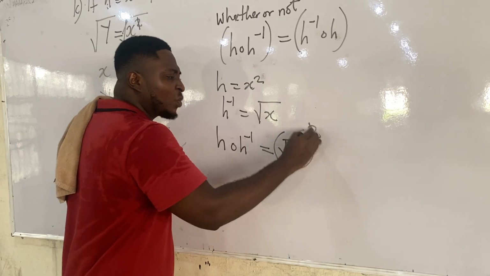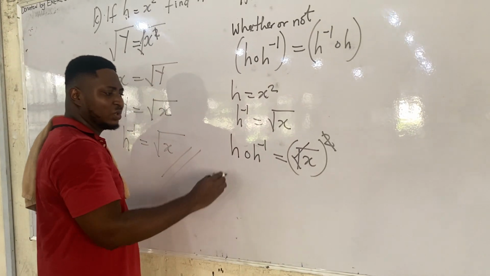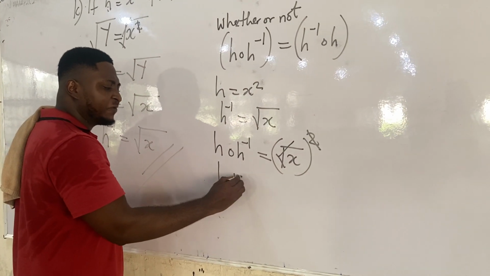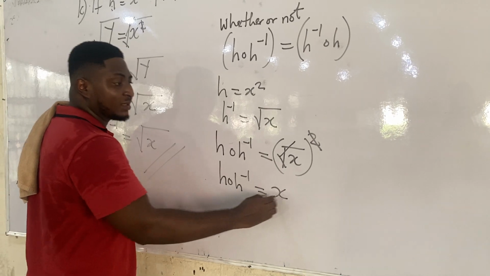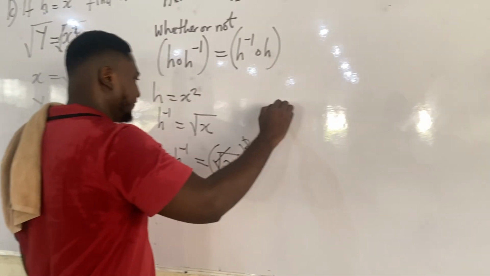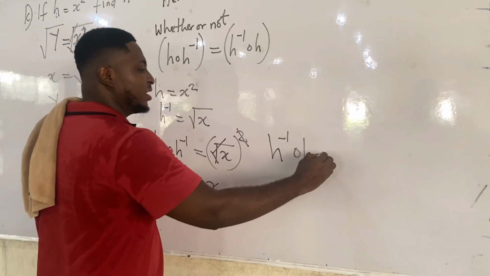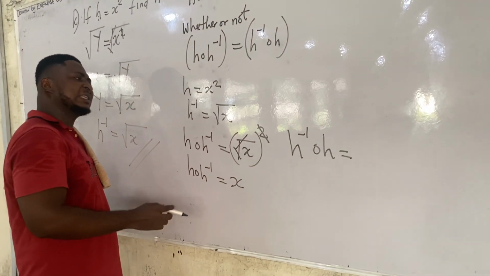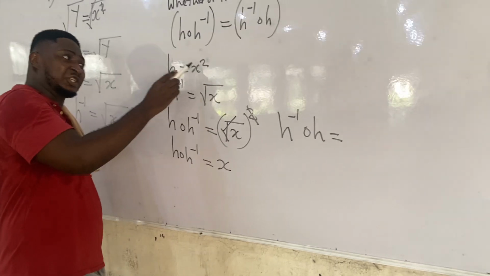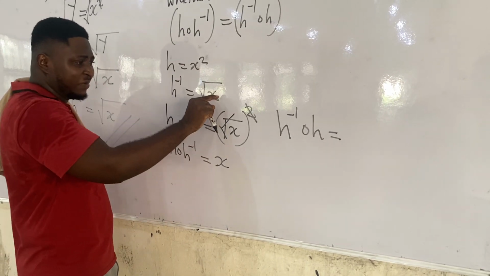Now what happens when a square and a square root meet each other? They cancel. So h of h inverse is simply x. Now what of h inverse of h? This time around it is h inverse that is carrying h. So this h will come inside this h inverse.